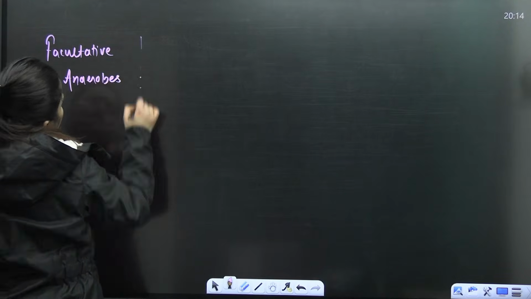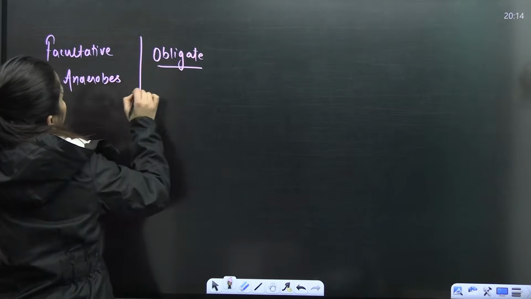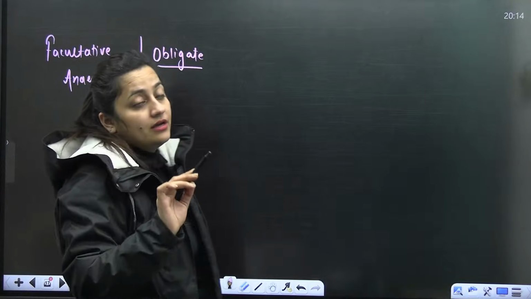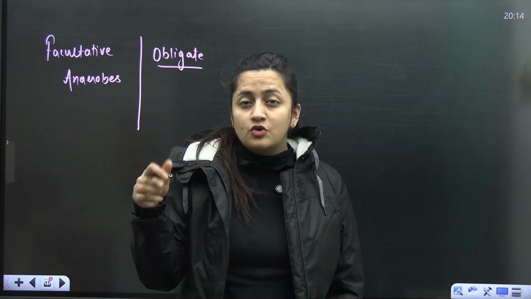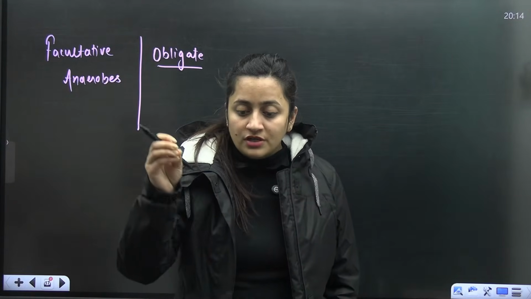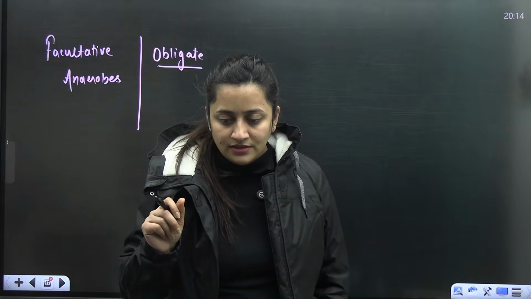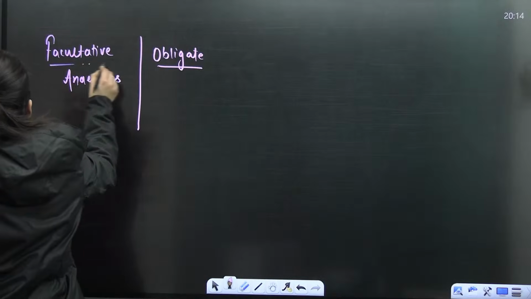I discuss each and every word here, each and every word mentioned in the biological classification. Sometimes students say that you are teaching extra. No, I'm simplifying your NCERT. We know which terms are present where. Is that clear? So let's focus here. What is the meaning of facultative anaerobes?